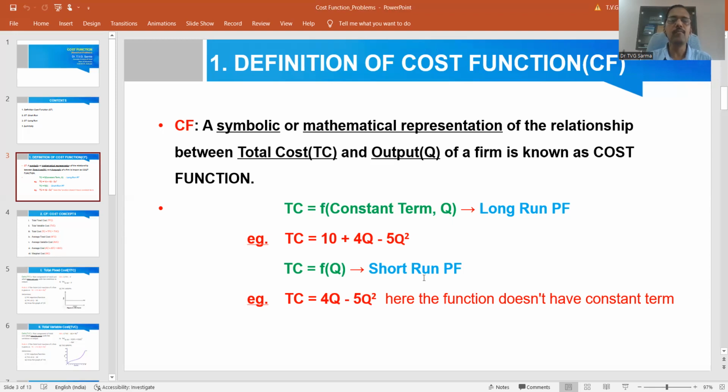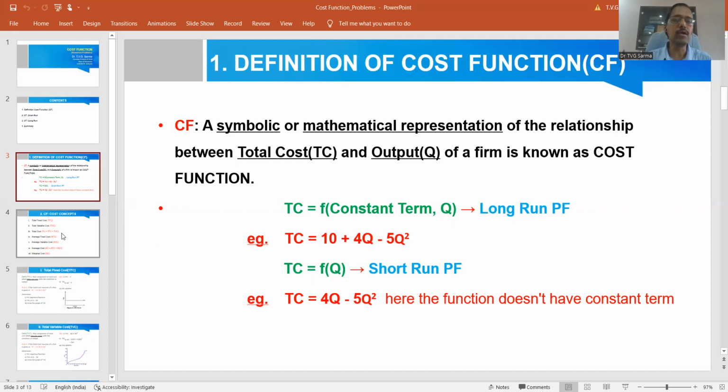So the meaning of this slide is that in every organization the total cost figures are there, and there is data relating to the output. The relationship between the variation in output and the variation in total cost can be studied with the help of cost functions. These cost functions can be represented as long run and short run cost functions. The long run cost function has a constant term and the short run cost function does not. This is the very simple difference between the long run and the short run cost functions.